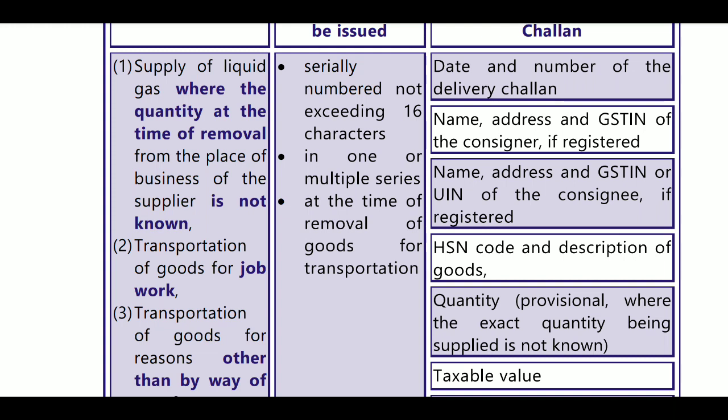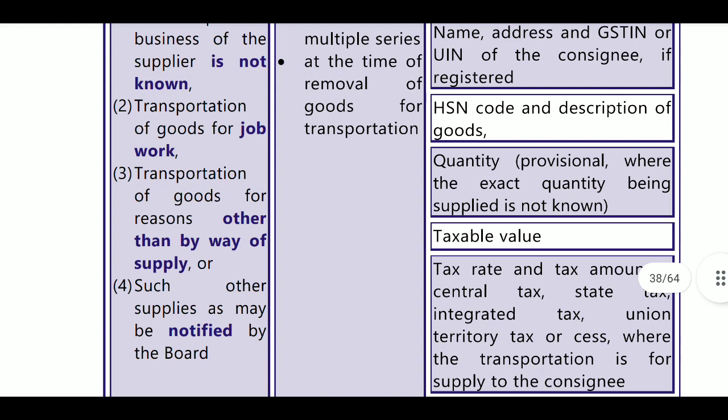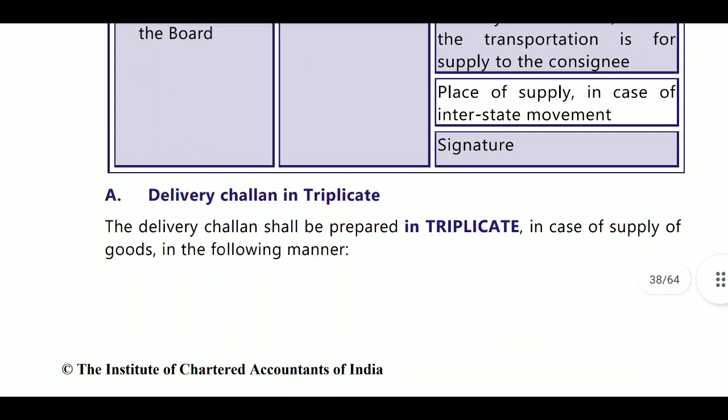Bill of supply is related to composition person and exempted person cases. Delivery challan is where you are sending goods from the principal place of business to a branch, or where the quantity at the time of removal from the place of business of the supplier is not known, and for transportation of job work goods, and transportation of goods for reasons other than by way of supply, or supply other than that notified by the board. If notified by the board, then we will issue the delivery challan.